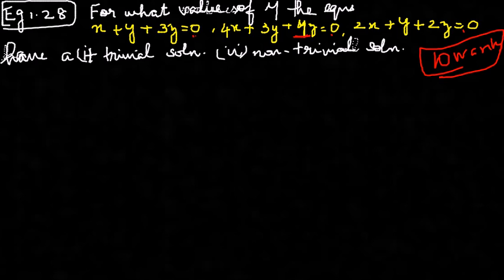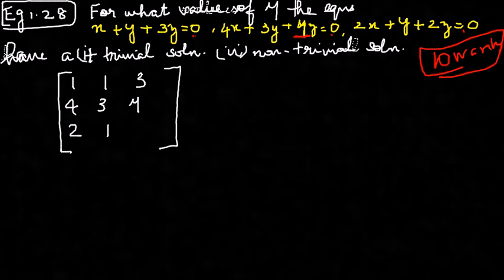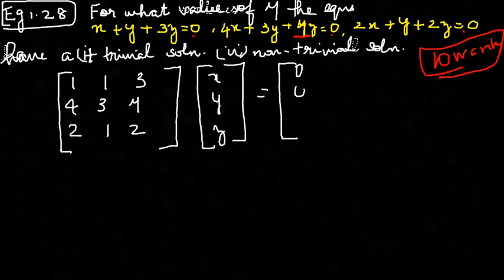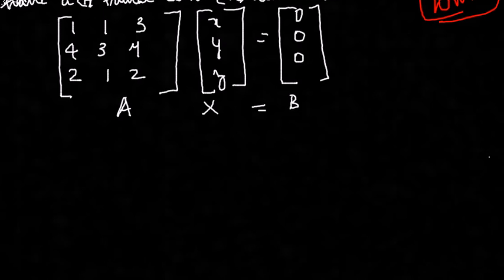As always, the first step is you write your set of equations in the matrix form, right? So let's write the coefficients of A, and X, Y and Z: 1 1 3, 4 3 mu, and 2 1 2. This, when we multiply with x, y and z, we get the resultant matrix. It's a homogeneous equation, so we get 0 0 0. Okay, now we can write it in the form AX equal to B.